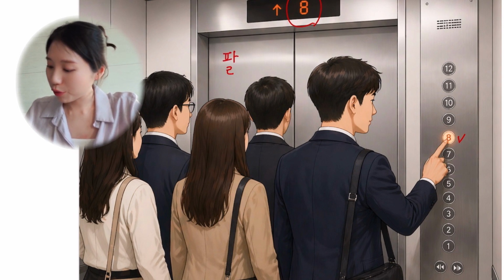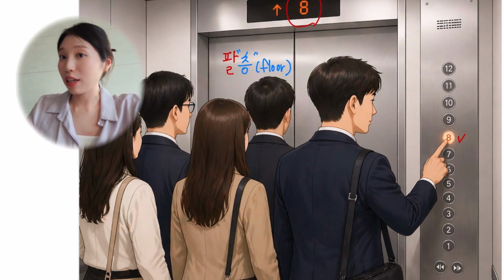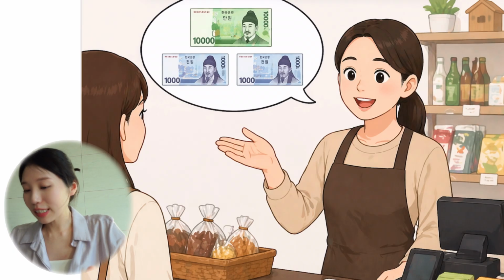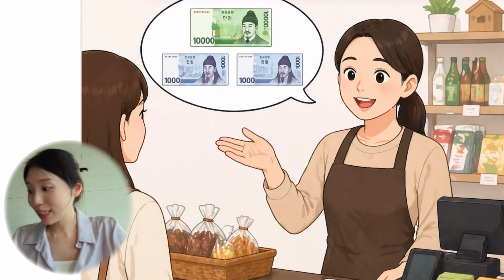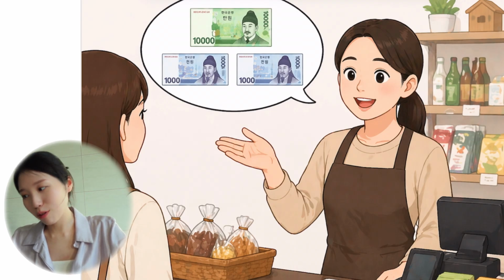And the unit of floor is 층. It means floor. So if it's 8th floor, it's 8층. Where are you going? Oh, 8th floor. 8층 가요. 8층 가요.